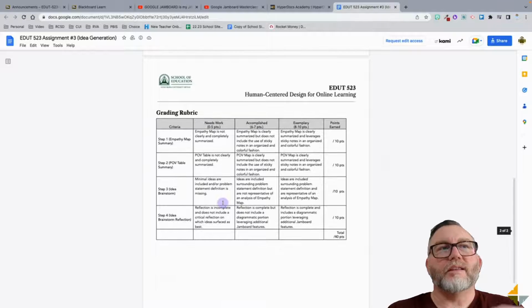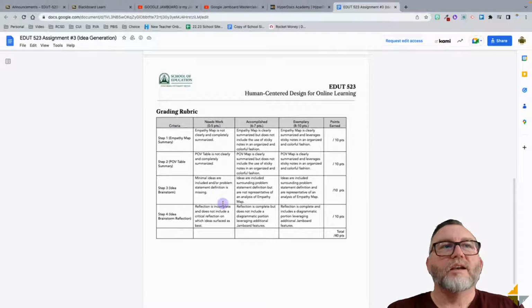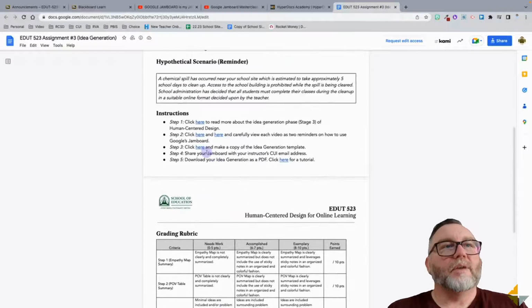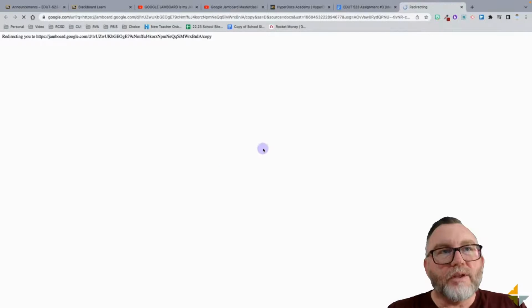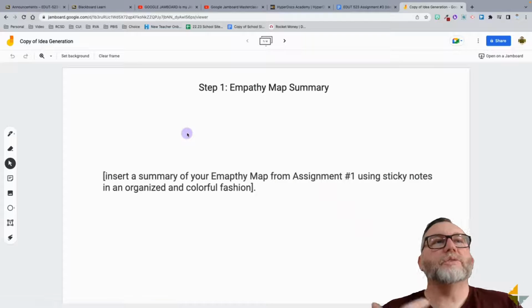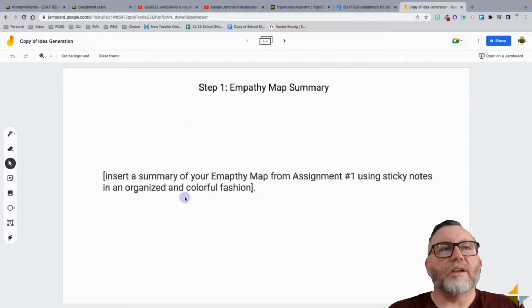And don't forget that really the rubric is driving this. What you're doing is you're generating ideas. And so if you open that template, any directions that are on it, like I've said before, make sure you delete those instructions before you start editing. So you're going to have a summary from your empathy map.